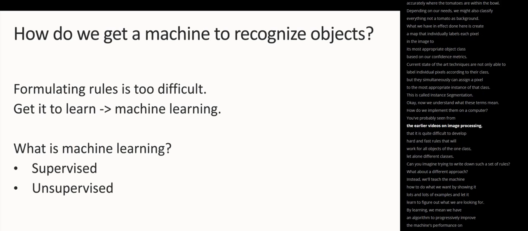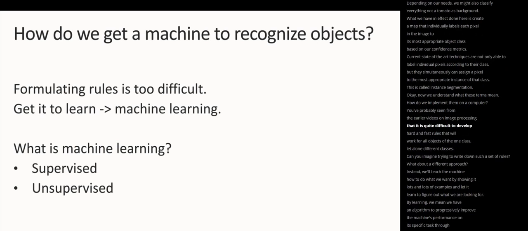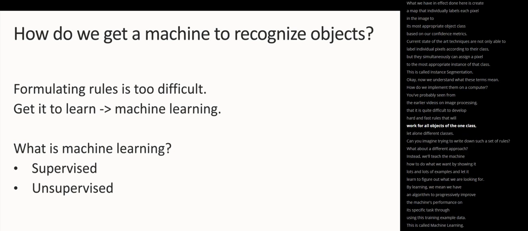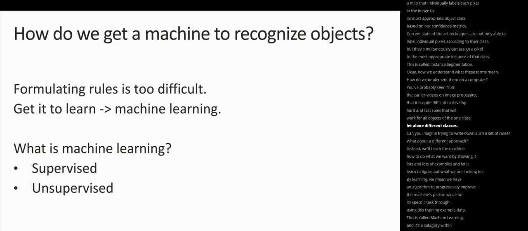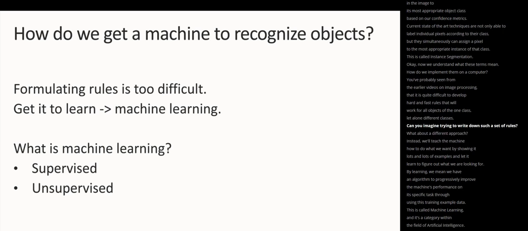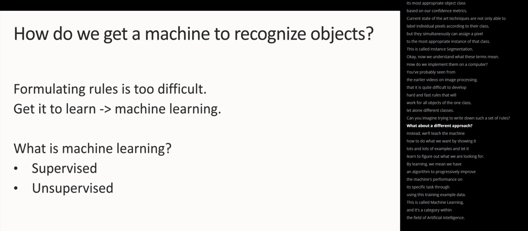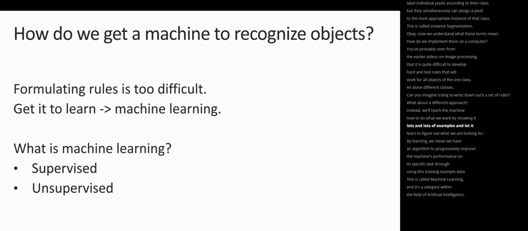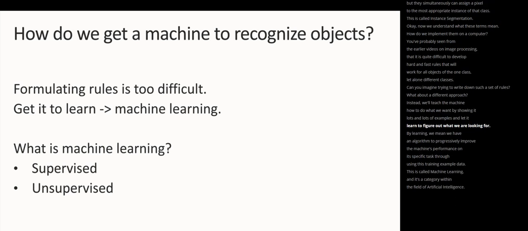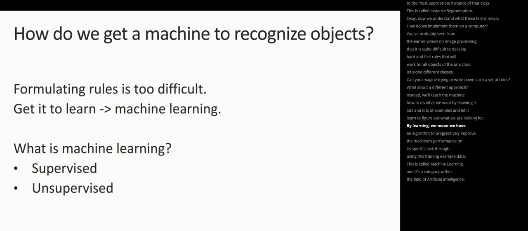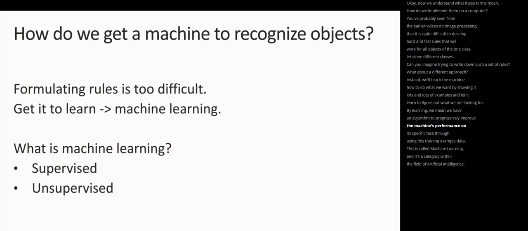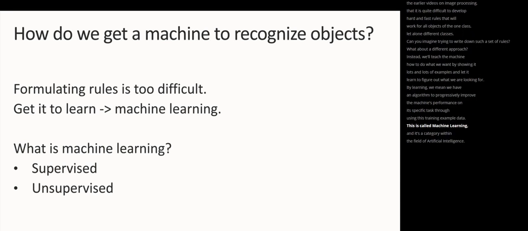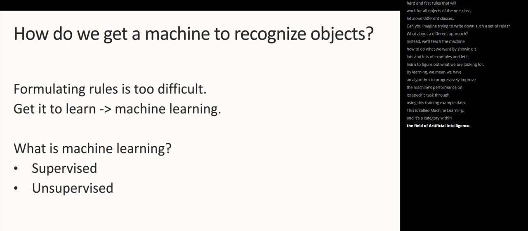You've probably seen from the earlier videos on image processing that it is quite difficult to develop hard and fast rules that will work for all objects of the one class, let alone different classes. Can you imagine trying to write down such a set of rules? What about a different approach? Instead, we'll teach the machine how to do what we want by showing it lots and lots of examples and let it learn to figure out what we are looking for. By learning, we mean we have an algorithm to progressively improve the machine's performance on its specific task through using this training example data. This is called machine learning, and it's a category within the field of artificial intelligence.